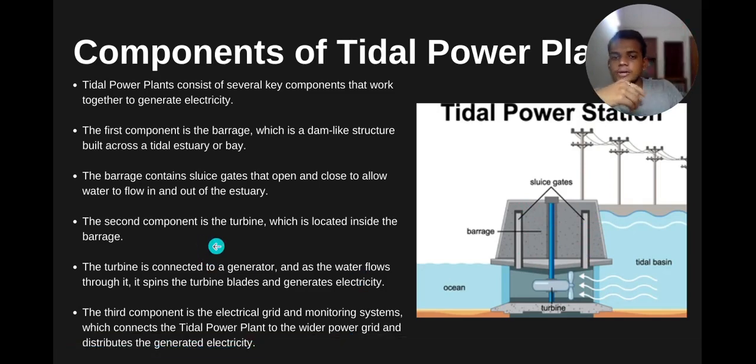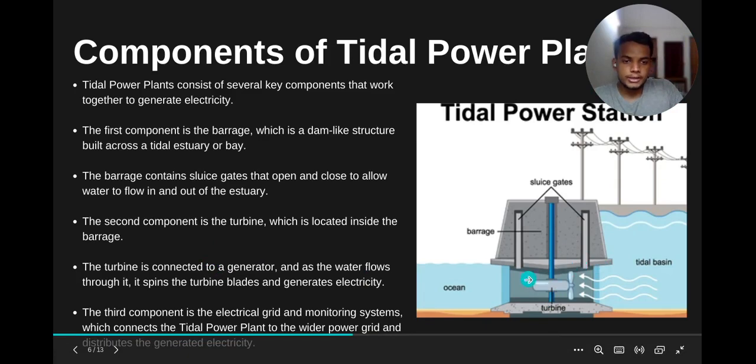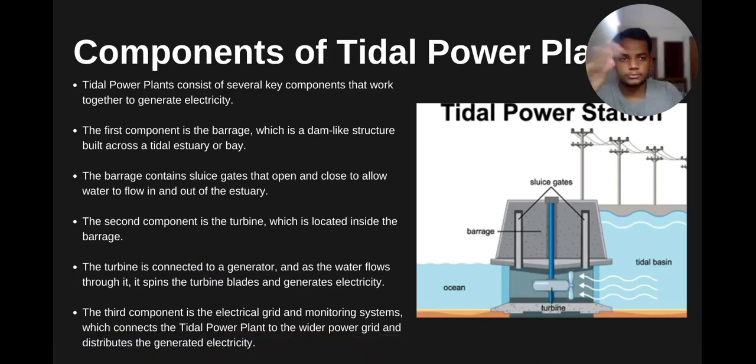And then we also have the turbine. So the turbine is located just here, that is, in between the path of the tidal waters, source and destination, that is, the ocean and the estuary.